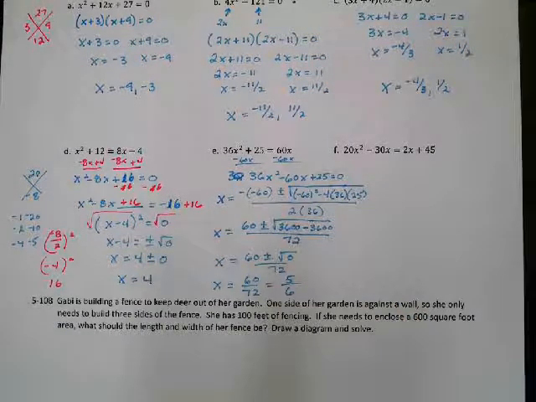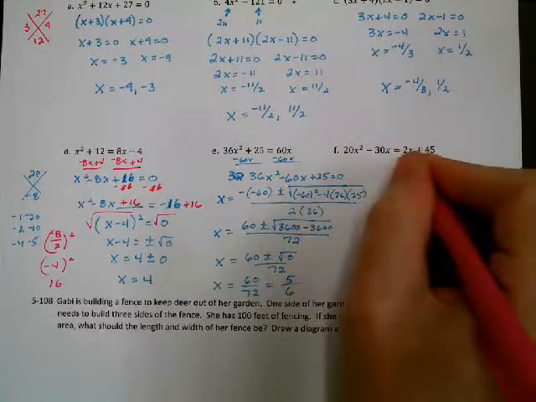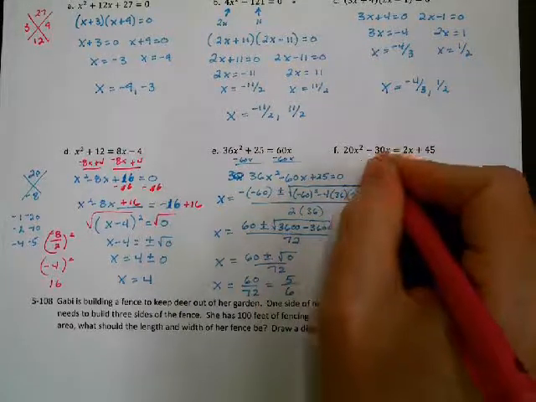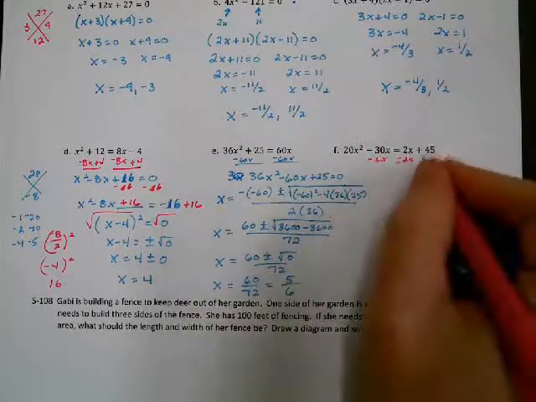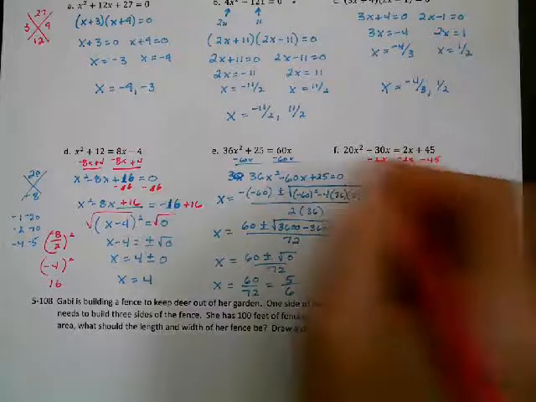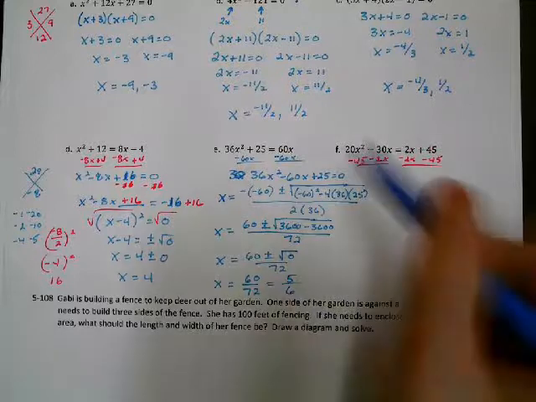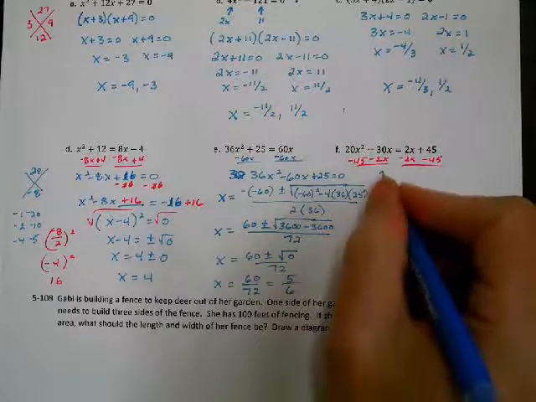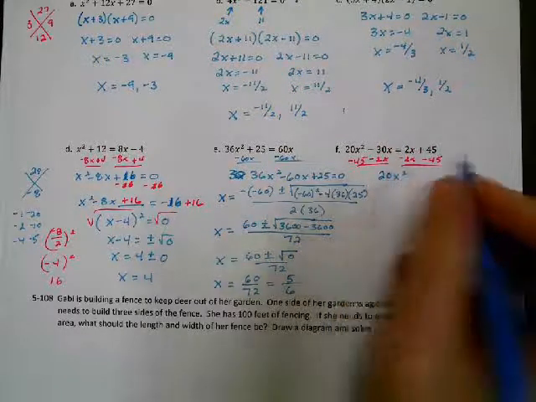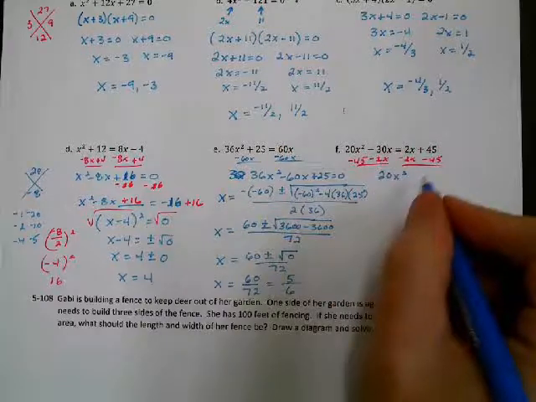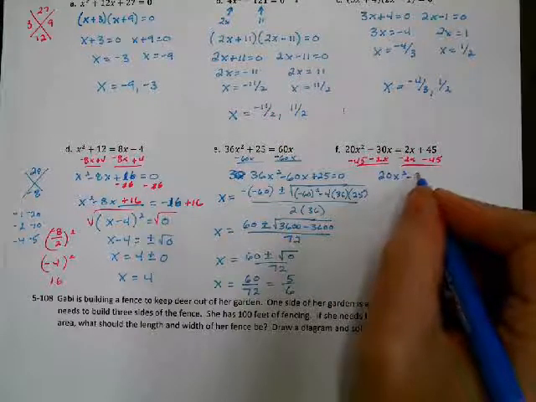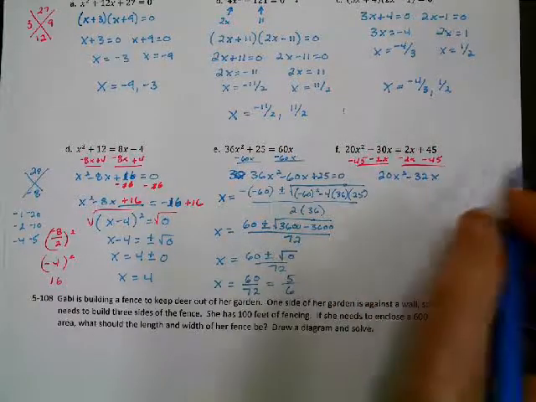Here we go, next one. Do all these factor? Maybe I should have read ahead and checked. Over here, minus 45. So I'm going to subtract 45. So I get 20x squared. Here I get negative 32x and minus 45.